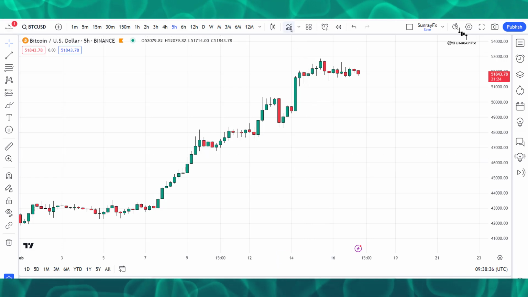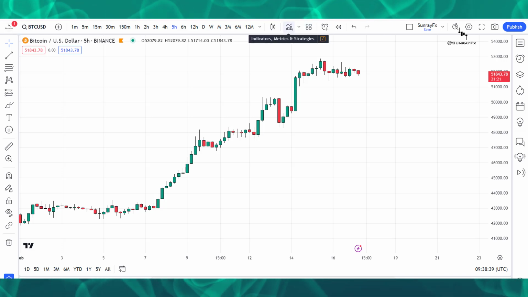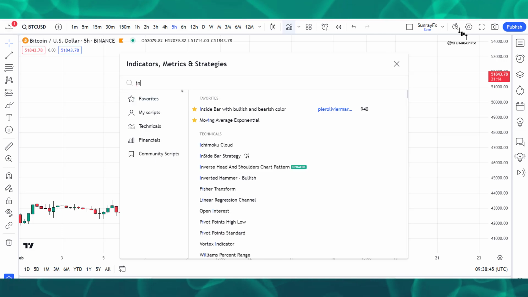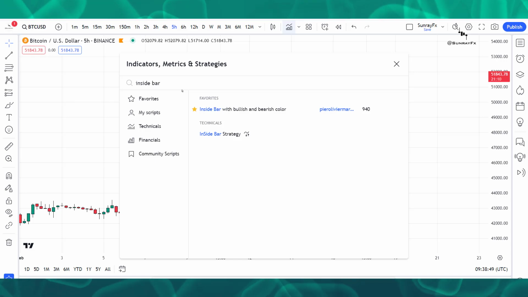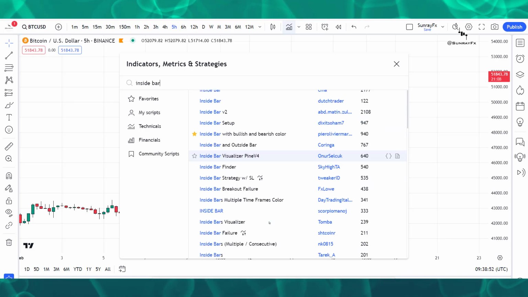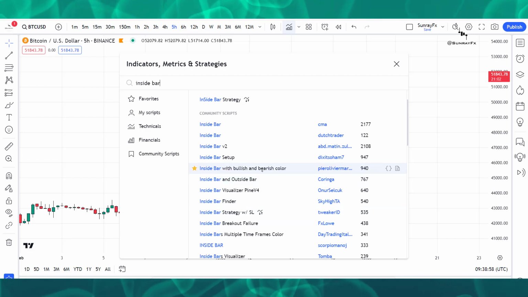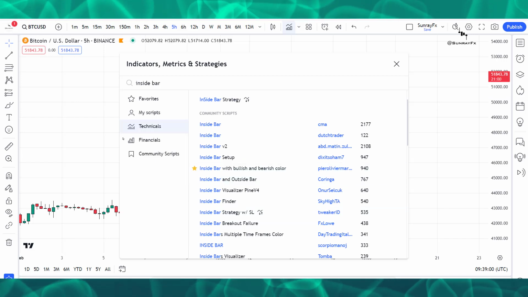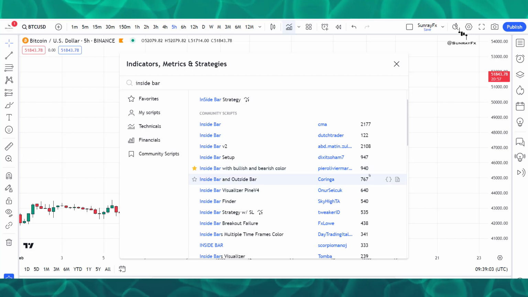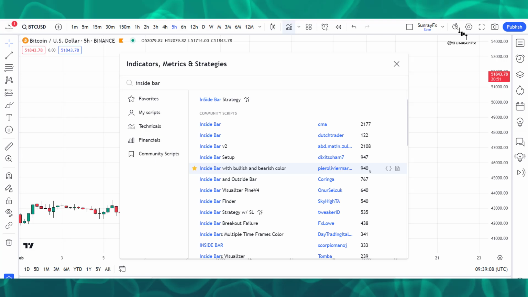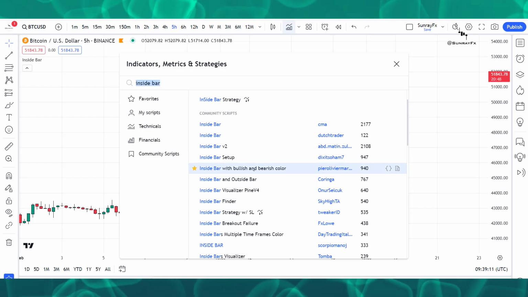The first indicator, you have to go to your indicators and search for inside bar, you can see what I searched for. Once you search for inside bar, a series of inside bar indicators will come out. We have a lot of inside bar indicators on TradingView. Just go to "Inside Bar with bullish and bearish color", ended with 940. So add that one to your chart.